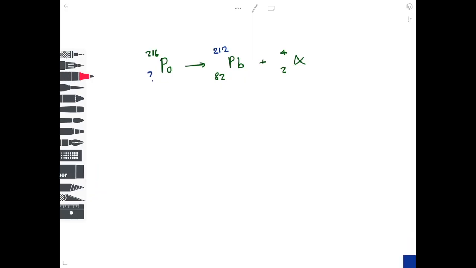And this time we're looking for the original atomic number or proton number of polonium. So we know that we've lost 2 protons to get to 82, which means the original atomic number must have been 2 more than 82, so the answer here is 84.